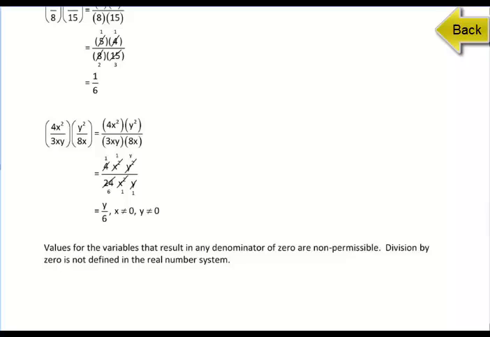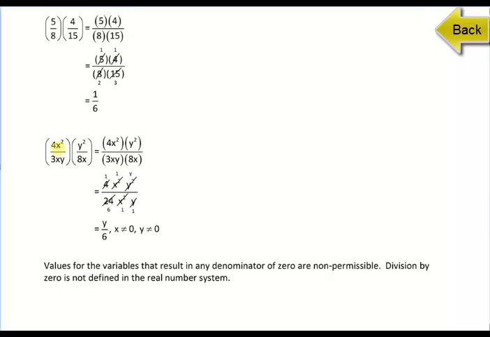So when we're looking at fractions that involve variables, we can go through the same steps. We want to multiply our numerators together, so we want to go 4x squared times y squared, and then 3xy times 8x in the denominator. And we can do some reducing again. So we can reduce 4 into 4 once and into 24 6 times. And then x squared divides evenly into x squared, so x squared goes into x squared once and into x squared once.